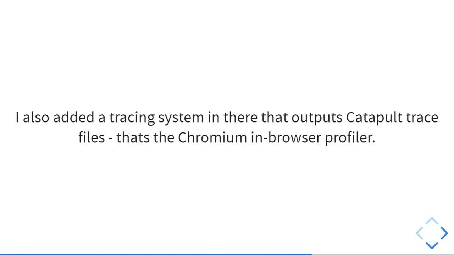At this point, I also took the time to put in a tracing system that outputs Catapult trace files. Now, Catapult is the project behind the Chromium in-browser profiler. So you can load that up into Chromium, and it looks like you've got a browser performance trace, but actually it's showing you the Rustup performance. And it's a generic Rust module, so you can use it for other Rust projects as well. I didn't write it. It's just a really cool project. Go and grab it, use it. It's great.